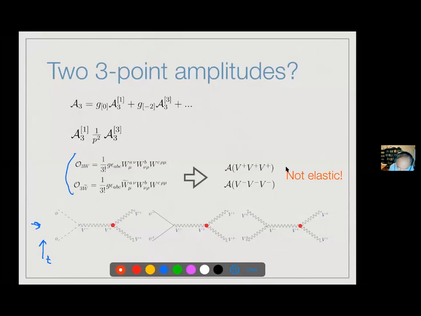At the same time, though, if you look at the helicity structure of this amplitude, these only give you amplitudes of the form all plus or all minus, okay? This is in the all-in or all-out convention, so the momenta are all coming in or all going out. But for this to be elastic in the in-out convention, I have plus in and then minus out, so one of these will be minus in the in-out convention, right? So this will not be elastic. These operators cannot give you elastic scattering for this form.